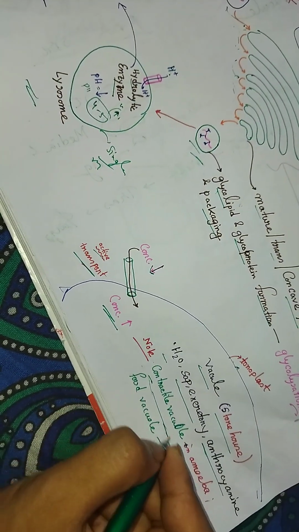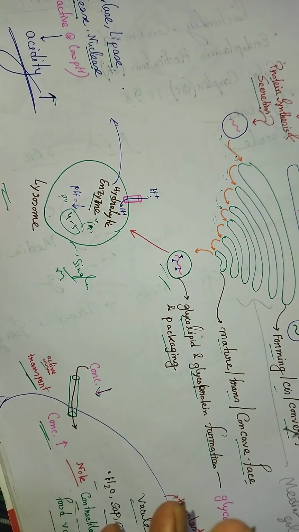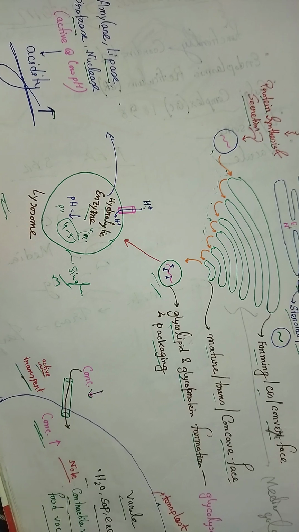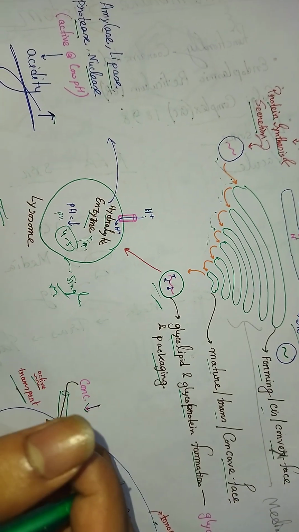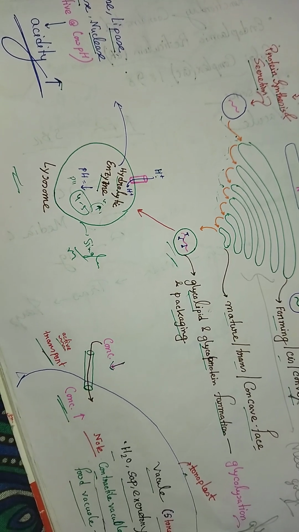There is the contractile vacuole in amoeba and the food vacuole in protists. Amoeba has a contractile vacuole that helps in excretion and osmoregulation. Engulfed food in protists is covered by a thin membrane and a food vacuole is formed.